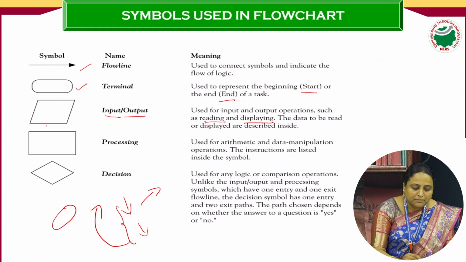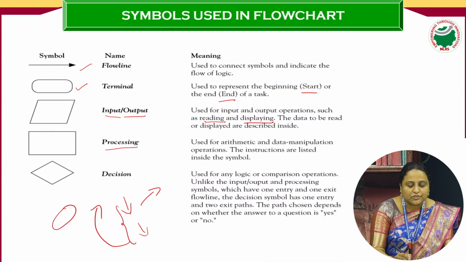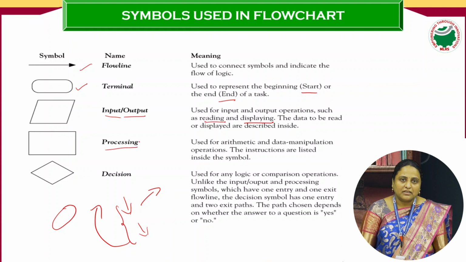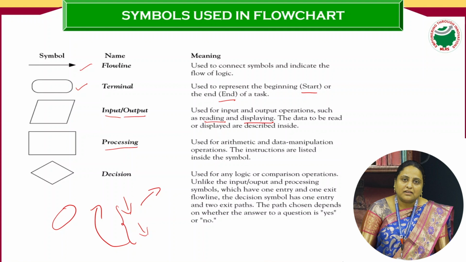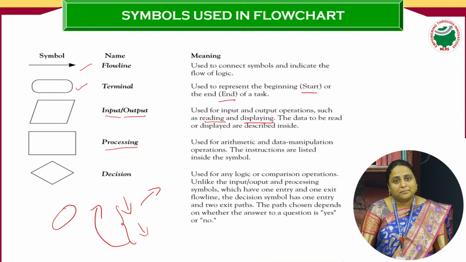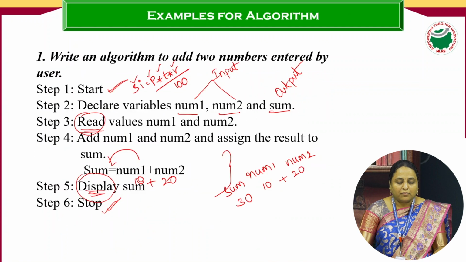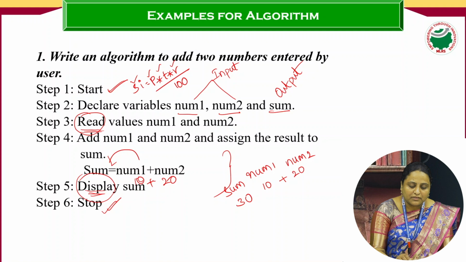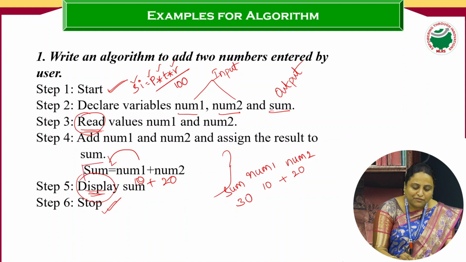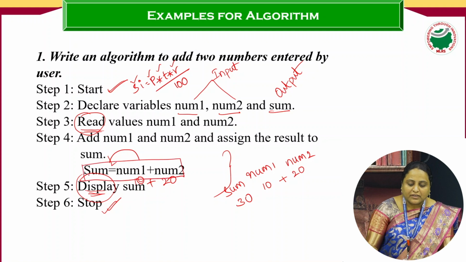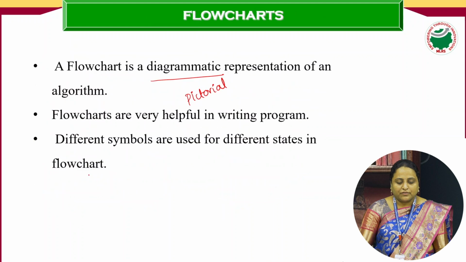And see the next symbol, that is the rectangle, which is used for processing. Processing is whenever you want to initialize some values or whenever you want to represent a formula. For example, in the previous example, we had the addition of two numbers. The formula is sum equal to number 1 plus number 2. Now this particular formula can be represented in a rectangle. So that is the use of the symbol.